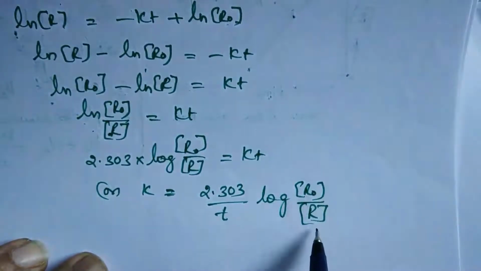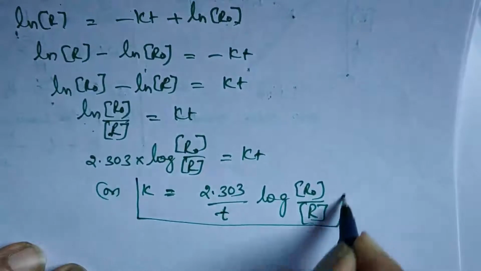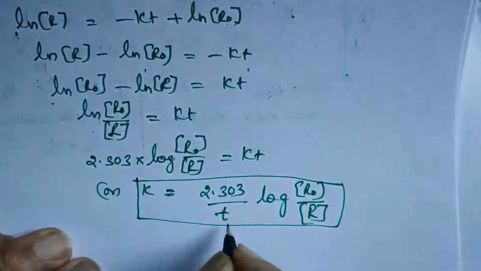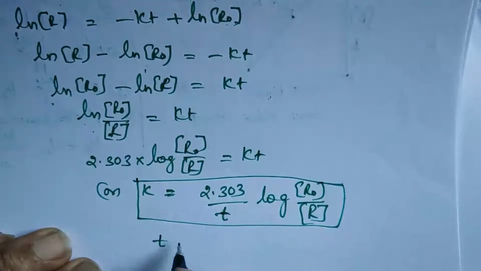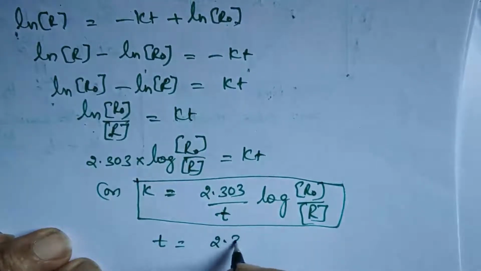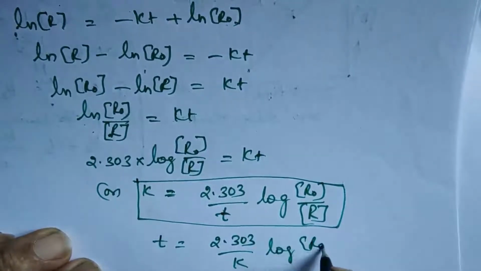R0 is the initial concentration and R is the concentration at time t. So that is the rate equation for the first order reaction. We can calculate the t value also from this equation, that is t is equal to 2.303 by k into log R0 by R.